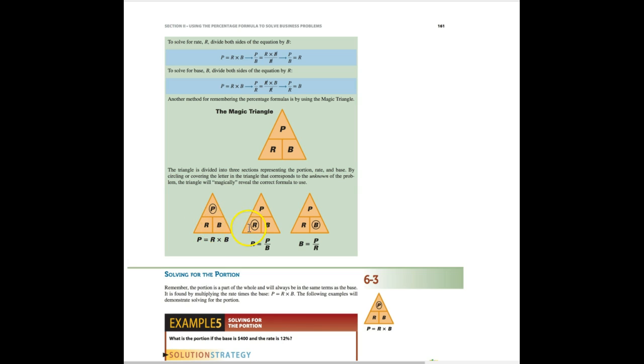base. Then if you're trying to find the rate, that's going to equal the portion over the base. Then if you look at the base, it's going to equal the portion over the rate. So I really like the magic triangle. Keep it by you. It's an easy way to remember how to solve these problems.